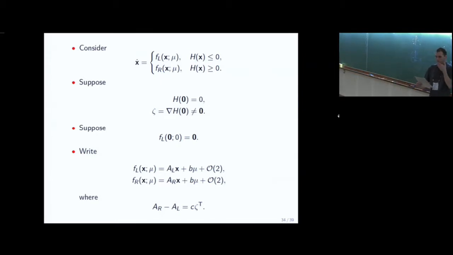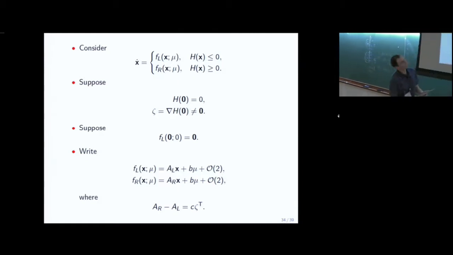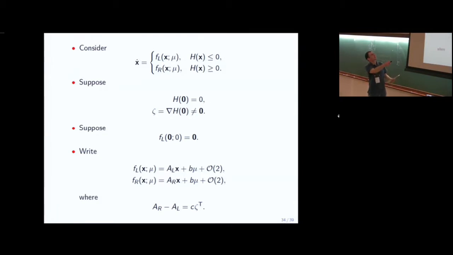Okay, so what we're going to do now is move on to continuous systems. Here's the sort of system we've been looking at, but now we're going to assume that the system is continuous on the switching manifold. So if I evaluate FL and FR at some point where H of X is 0, then I have to get the same thing.